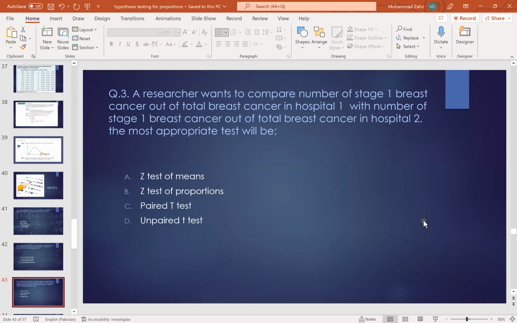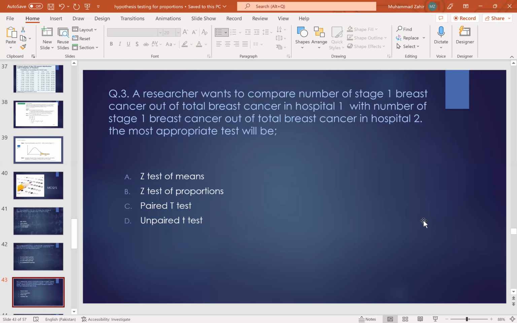A researcher wants to compare the number of stage 1 breast cancer out of total breast cancer in hospital 1 with the number of stage 1 breast cancer out of total breast cancers in hospital 2. The most appropriate test will be Z test of mean, Z test of proportions, paired t-test, unpaired t-test.